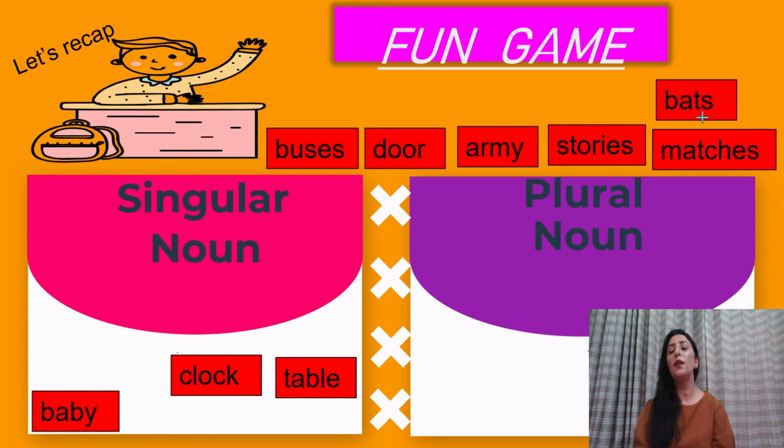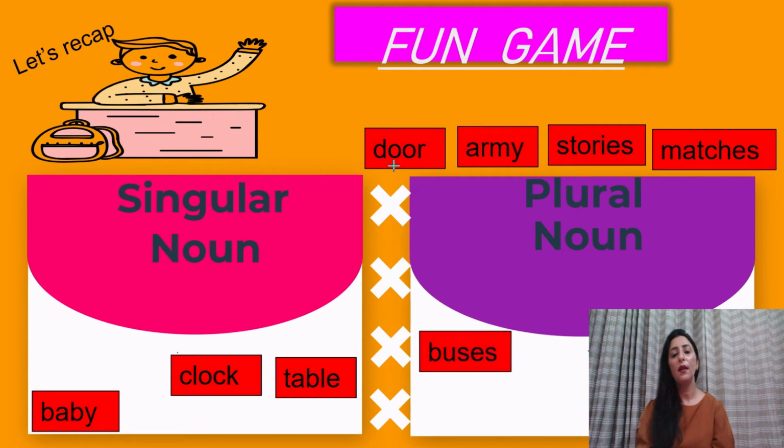Now the next word is bats. We can see there's letter s added towards the end. So we know it is a plural form of the noun. So we'll put it in the category of plural noun. Now the next word is buses. So there's es added towards the end. As we know it's a plural noun. So we'll place it in the category of plural noun. Now the next word is door. So we know we are talking about one door. So it will come in the envelope of singular noun.